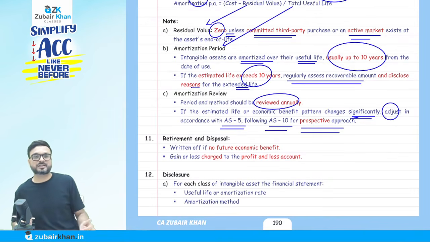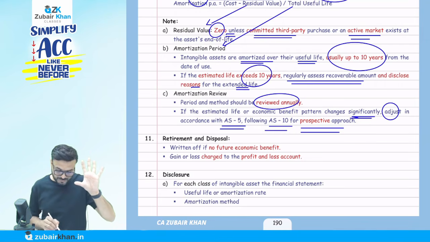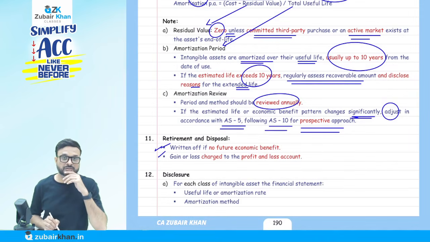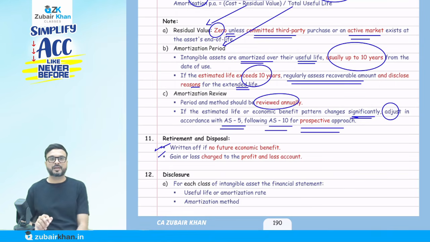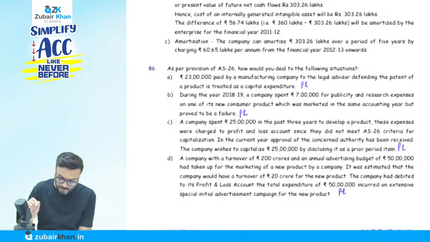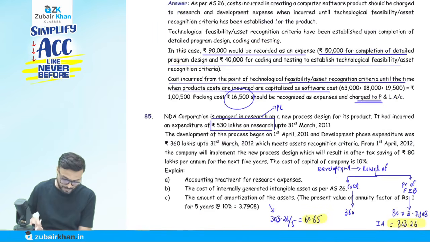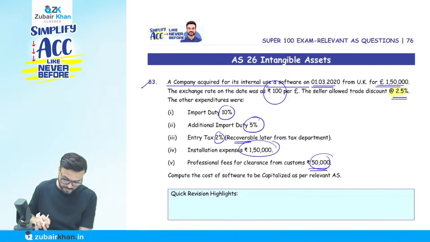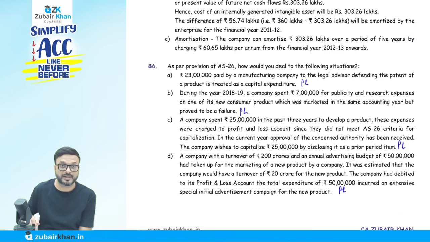Now, retirement and disposal. When you find there is no future economic benefit, just remove it from the books of account, and whatever gain or loss arises should be charged to the profit and loss account. Disclosure is not relevant from the examination point of view. Now come to Super 100 questions again. We are done with question numbers 83, 84 and 85. Now come to question number 86.